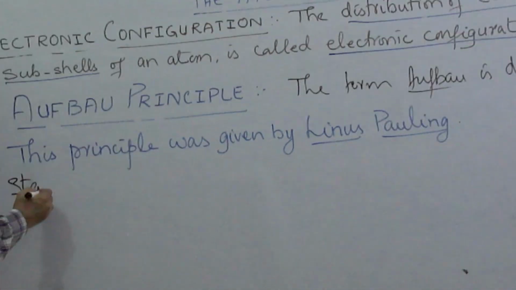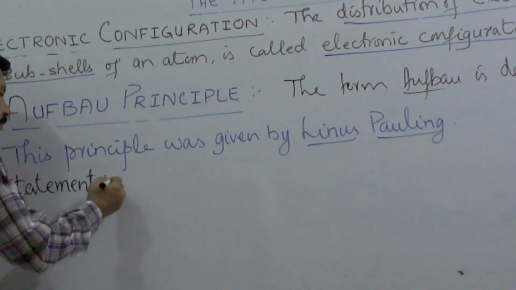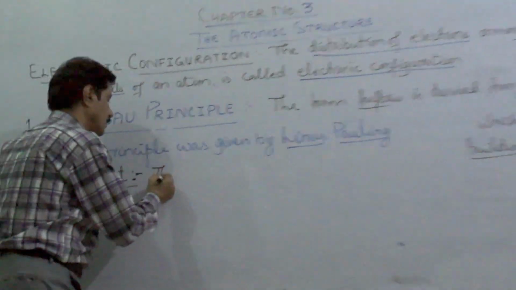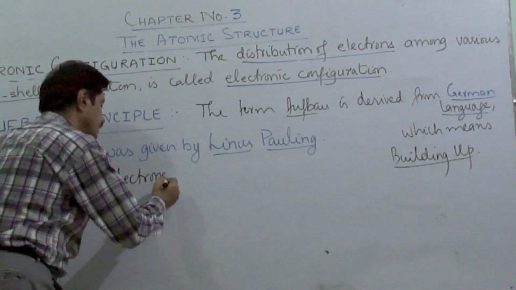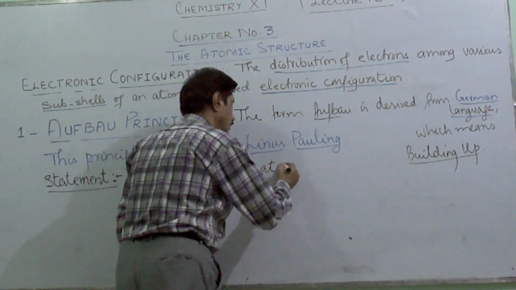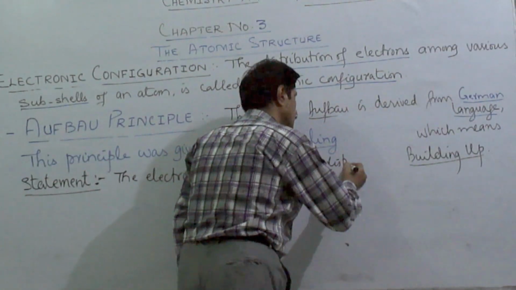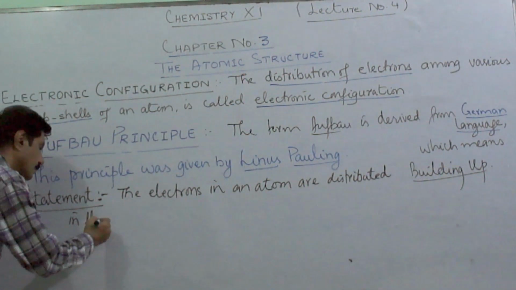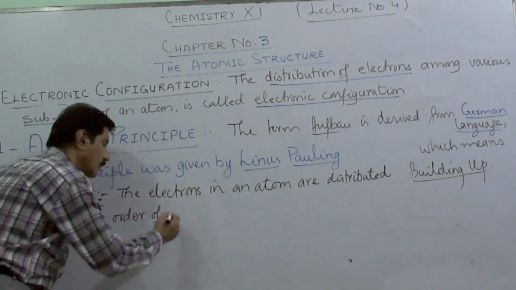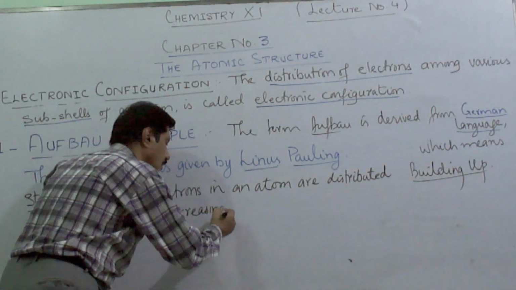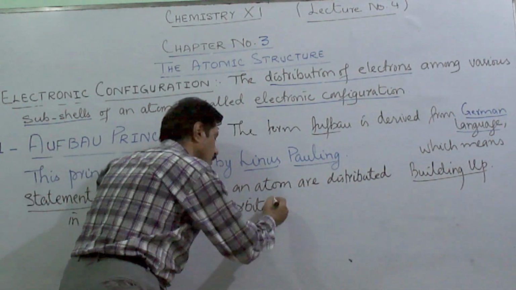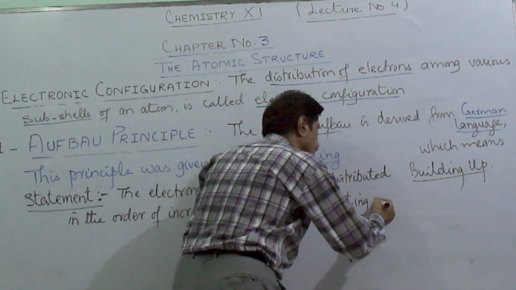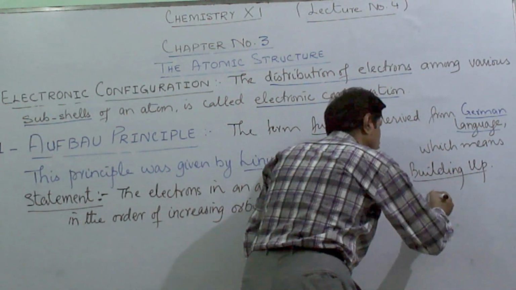The statement or definition of this principle says, the electrons in an atom are distributed in the order of increasing orbital energy starting with the 1s orbital.